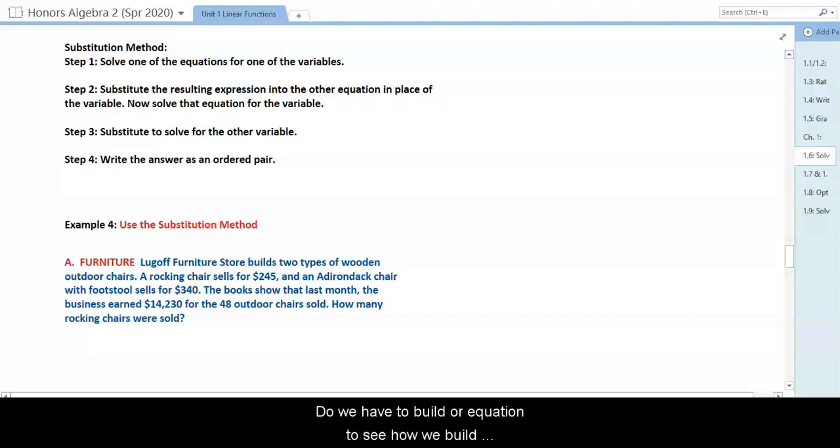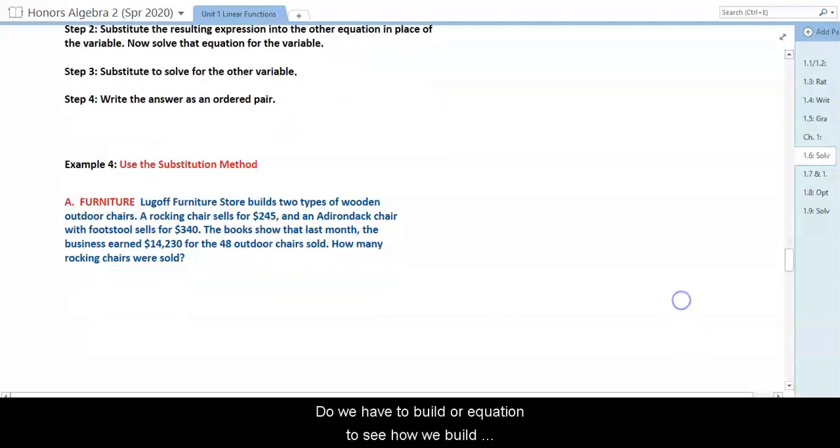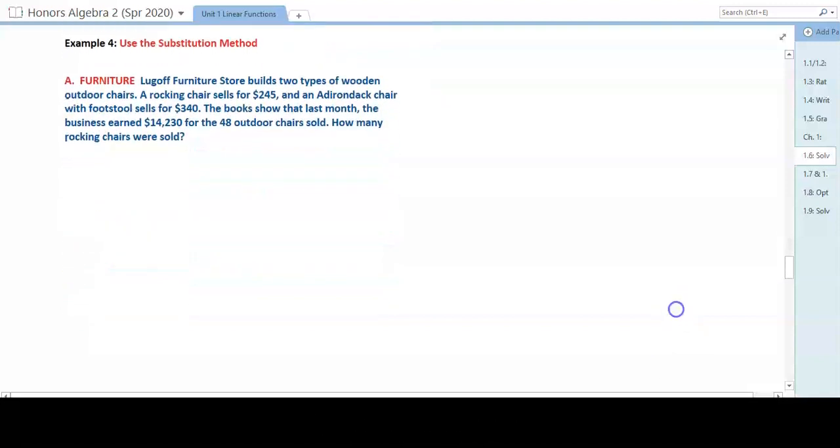And so we got a word problem here, and so that means we're going to have to build our equations. So let's see how we build them using these steps. So Lugol Furniture Store builds 2 types of wooden outdoor chairs. A rocking chair sells for $245 and an Adirondack chair with a footstool for $340. The books show, so what they took in, that last month the business earned $14,230 for the 48 outdoor chairs they sold. So how many rocking chairs were sold?